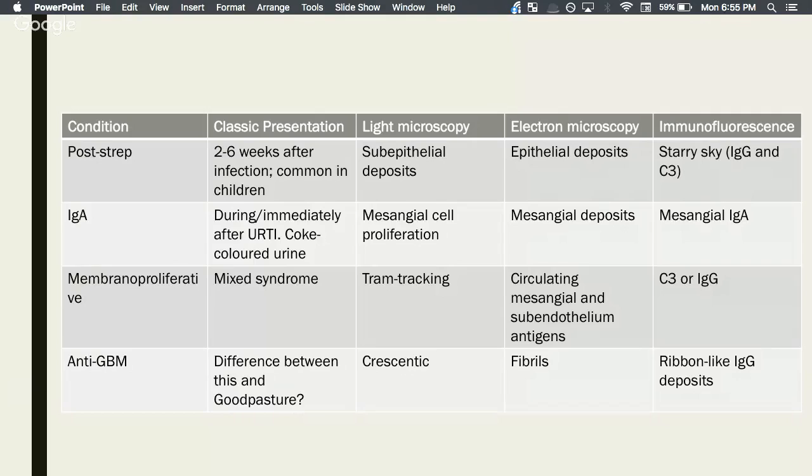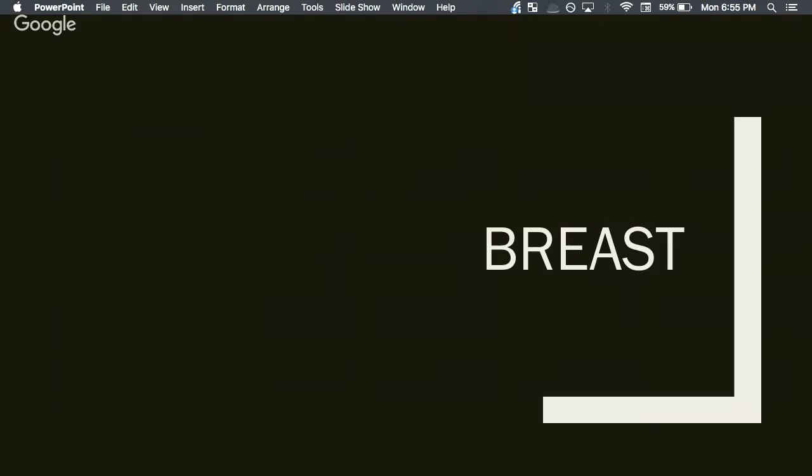But the thing is, do you guys know the difference between this and Goodpasture's? Sorry? Yeah, perfect. So anti-GBM is purely a renal picture. Goodpasture's has both anti-GBM and lung involvement. Okay, so now moving on to breast.